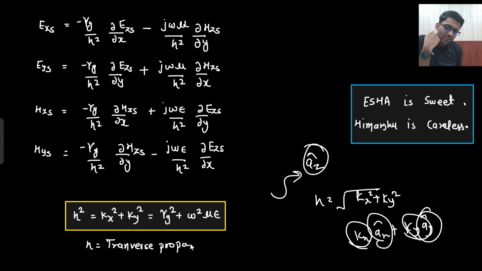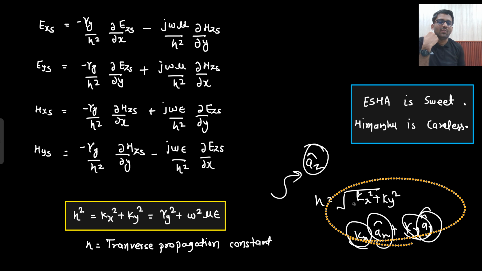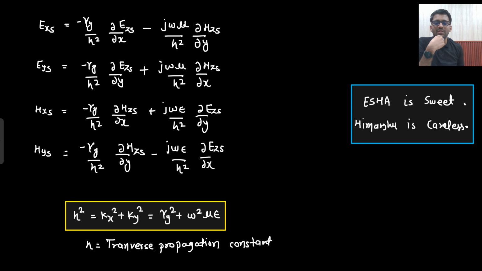constant. Okay. No one will ask you this, but if someone is curious about the meaning of h, then this is the meaning of h. The h is the transverse propagation constant, and that is equal to kx square plus ky square. And this is very important. That is equal to gamma g square plus omega square mu epsilon. Is that clear to you?